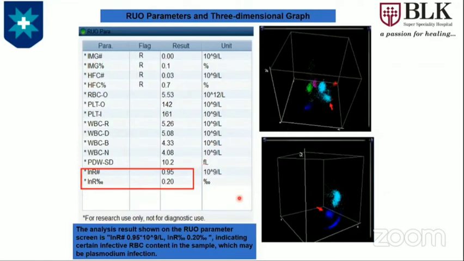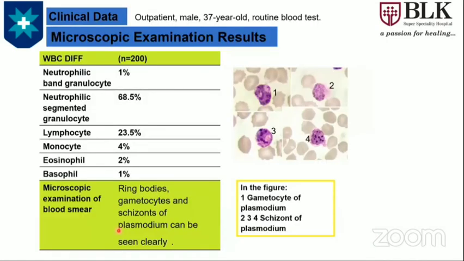And based on algorithms which are developing within these analyzers, you're actually even able to quantify them. And this particular patient's peripheral smear eventually showed us the presence of both the gametocytes and the schizonts of Plasmodium falciparum or vivax, and malaria was detected in this particular case.